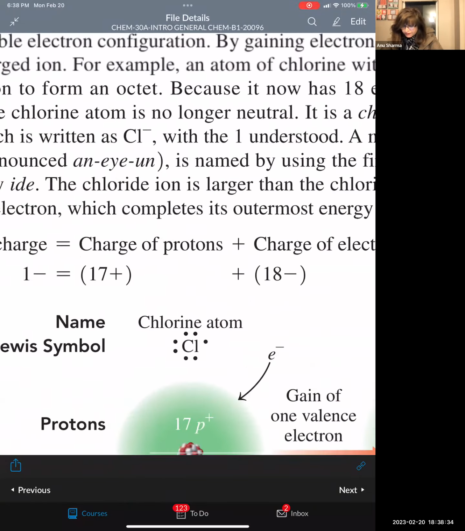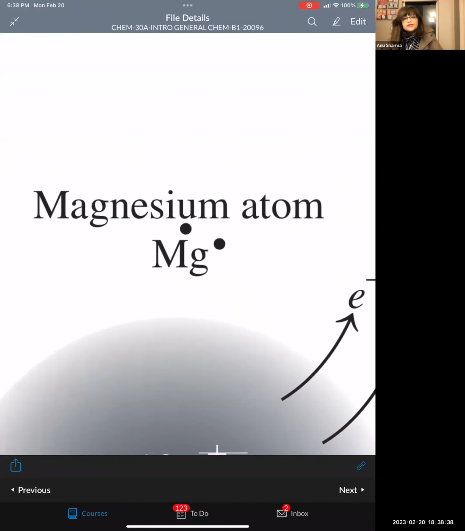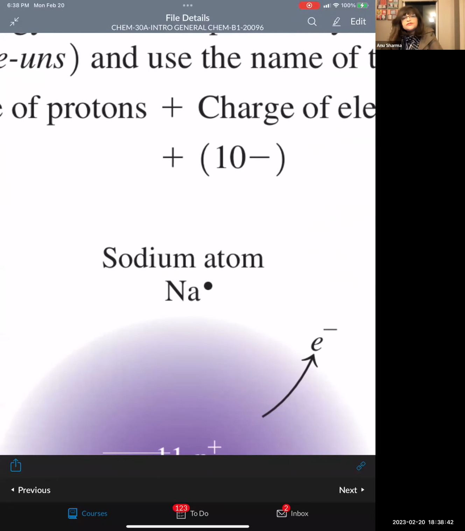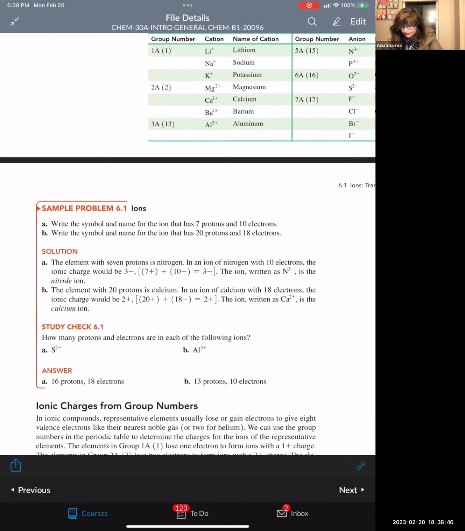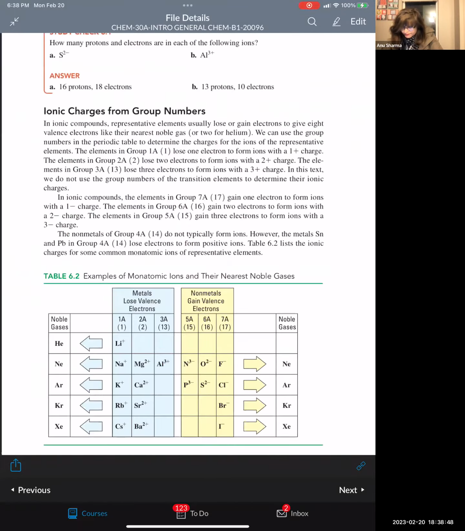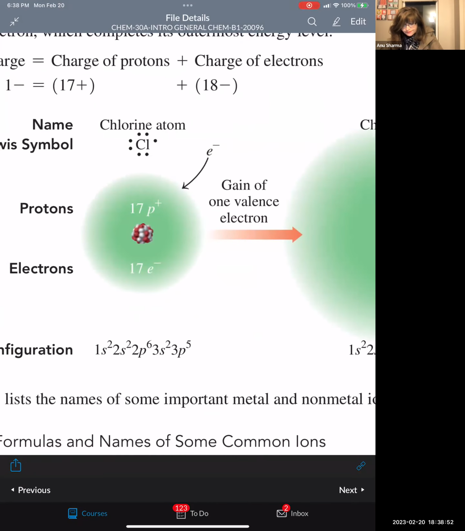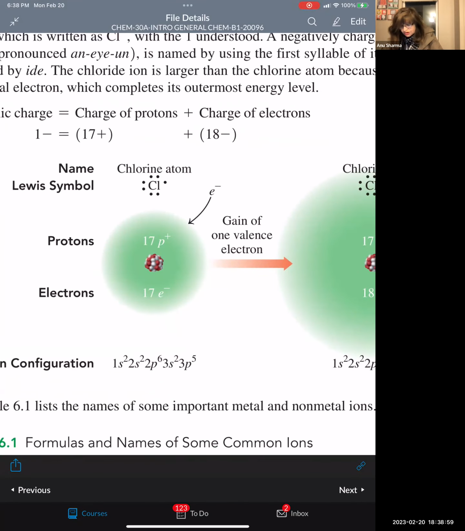Similarly, I forgot to mention this, for magnesium, there were 2 valence electrons, so we show them as 2 dots. Similarly, sodium has 1 valence electron. We show it as 1 dot. Okay, so now back to chlorine. Here, chlorine, 7 valence electrons. It needs 1 more to get 8 in the last shell.